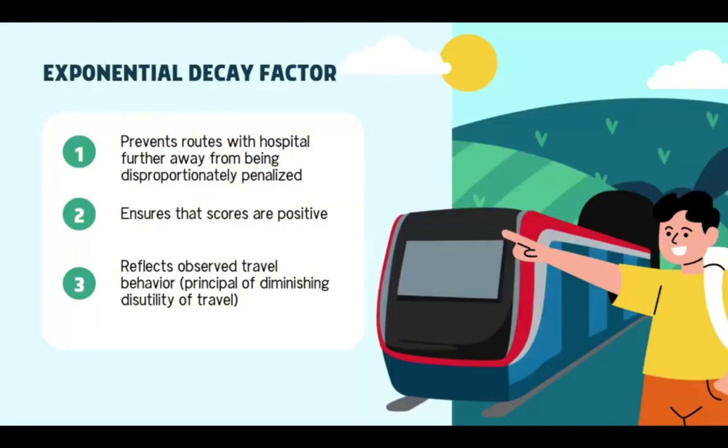This adjustment prevents routes with longer travel distances from being penalized disproportionately, as the exponential function tapers off gradually, unlike linear or quadratic penalties, which continue to decrease steeply with distance. Additionally, the exponential form ensures that accessibility scores remain positive and never fall to 0 or negative values. The exponential decay reflects observed travel behavior, where individuals are much more sensitive to small increases in distances when the destination is nearby, but less so when the destination is already far.